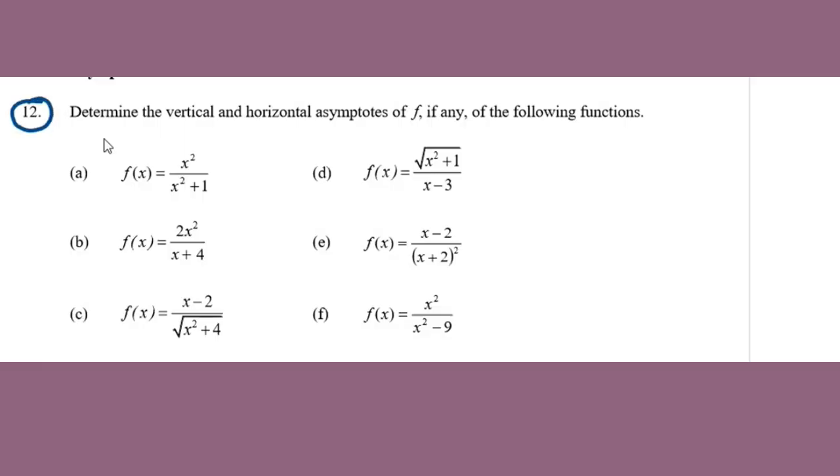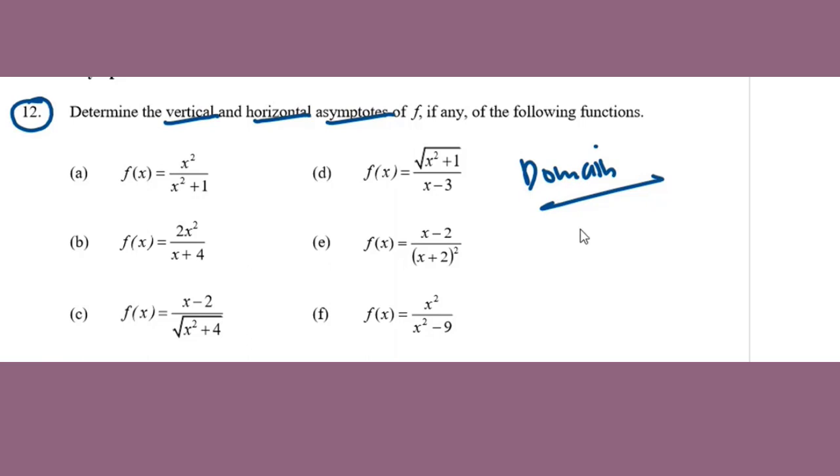Number 12. Okay, we want to determine the vertical and horizontal asymptote. First, you need to find the domain. Check the interval which is defined, which we call the domain. And then find the vertical asymptote. Vertical asymptote exists when x is not in the domain. Exclude. When x is a real number, domain is real numbers, we can conclude that there is no vertical asymptote.